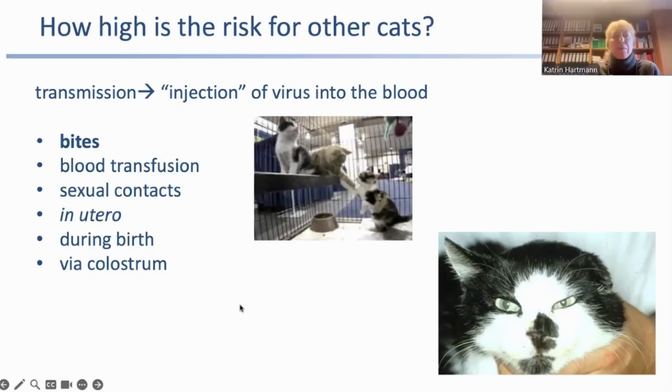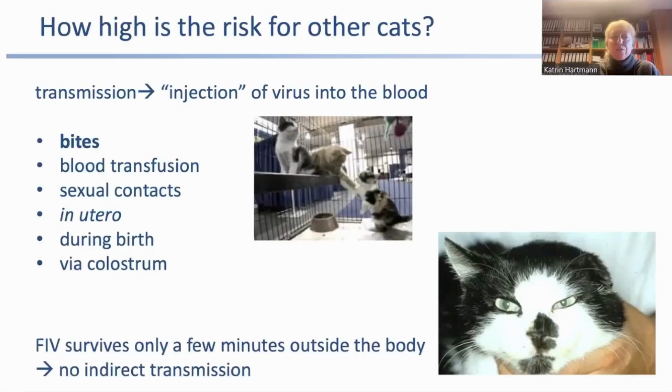So usually bites, rarely blood transfusion, rarely sexual contact. Everything else is not that common. It's usually bites. And it's not transmitted indirectly, because the virus only survives a few minutes outside the body. So there's no indirect transmission. The cats have to be together and bite and fight.